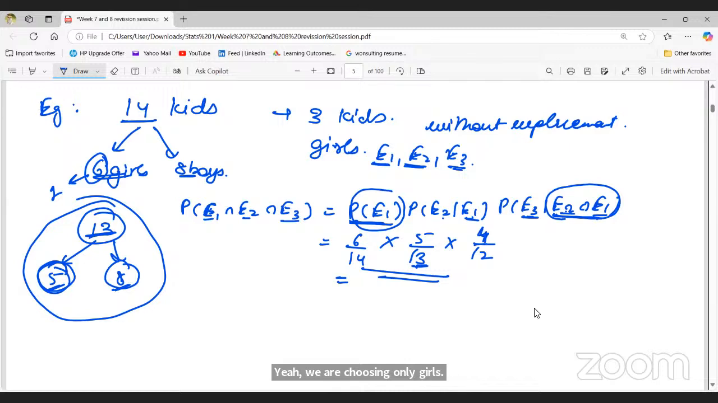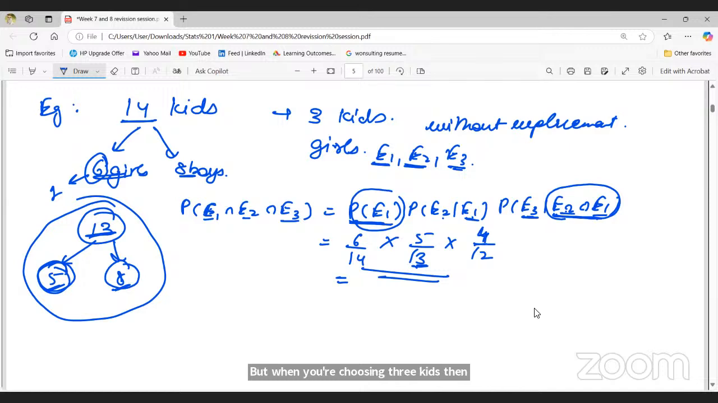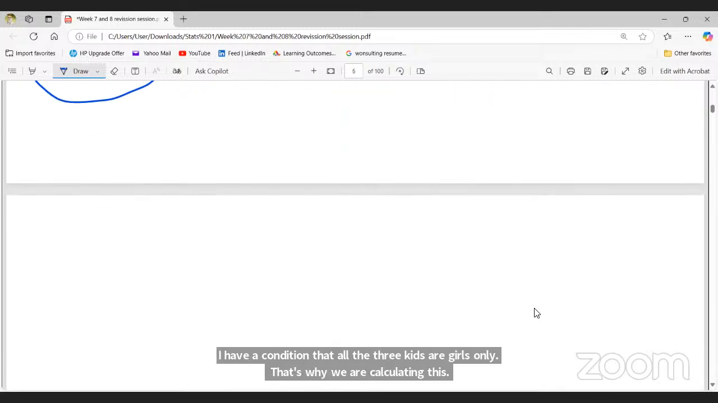Okay, now got it? Then it will be 12: 4 girls will be left and 8 boys will be left. So we have to just choose the girls. When we're choosing 3 kids, I have a condition that all the 3 kids are girls only. That's why we are calculating this. Okay, fine. Now let's jump into the next topic, shall we?